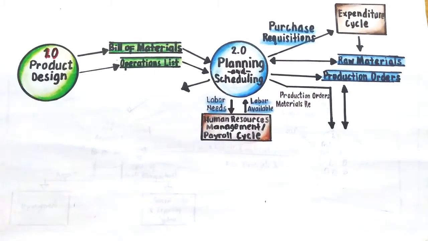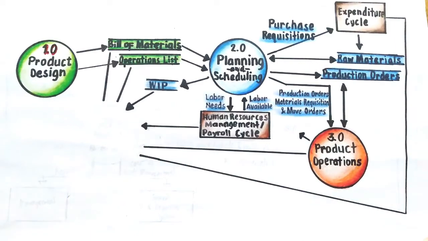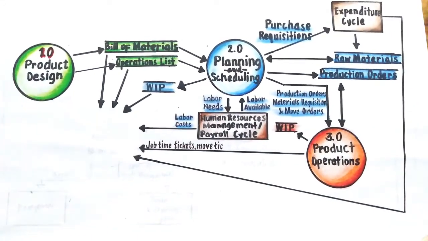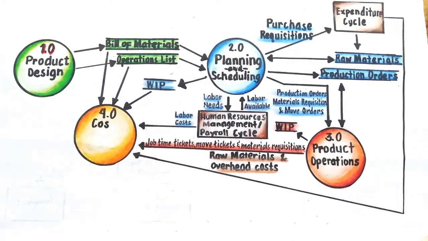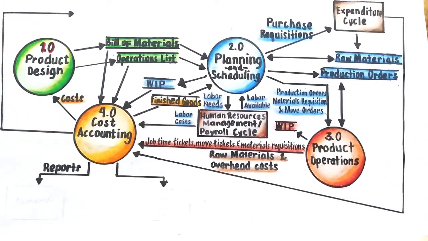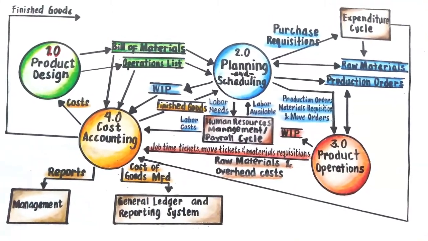produced. Pertinent documents then move to the next activity, production operations, where the actual conversion takes place. Here, documents to properly allocate costs are provided: job order, move tickets, material requisitions. Lastly, cost accounting, using documents from the other activities, assigns and allocates costs to be used in reports and back to the design activity.